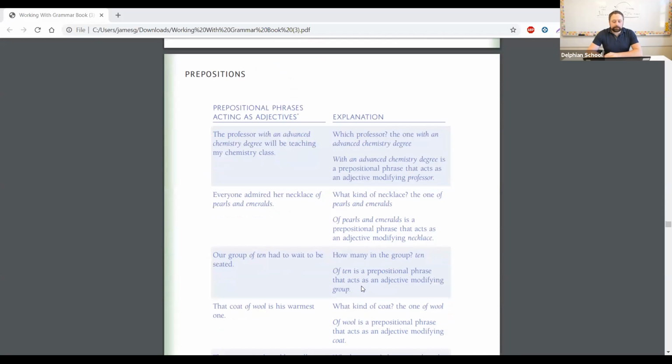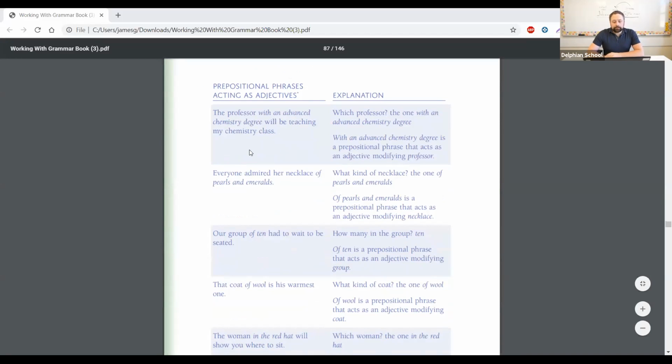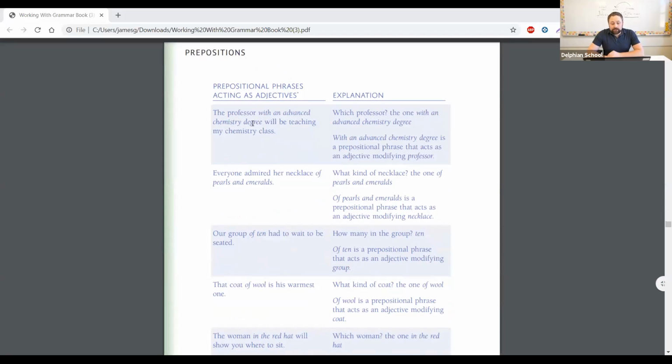Here's some examples. Each of these prepositional phrases is going to act as an adjective, which means it's going to modify a noun or a pronoun earlier in the sentence. The professor with an advanced chemistry degree will be teaching my chemistry class. Which professor? The one with an advanced chemistry degree. With an advanced chemistry degree is a prepositional phrase that acts as an adjective modifying professor.